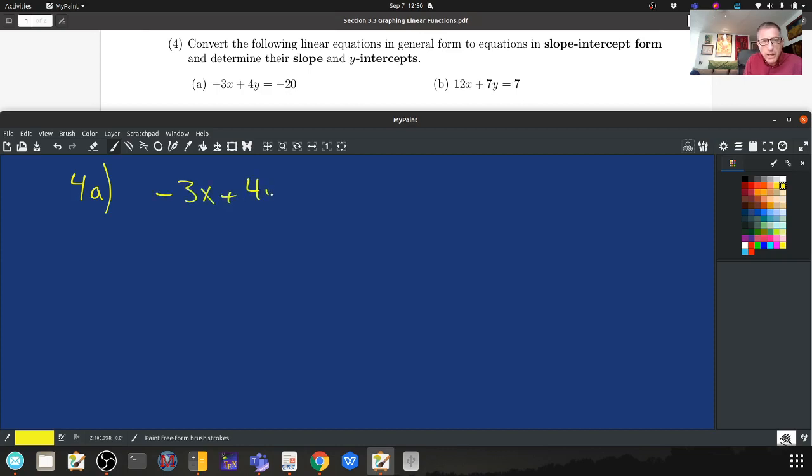So minus 3x plus 4y is equal to minus 20. Remember, our goal is to get it in the form y is equal to mx plus b. So I'm going to start and leave my 4y there, and I'm going to move my minus 3x term over. It changes its sign, and notice that's a minus 20. I'm just going to scoot her over. And now what I do is I'm going to divide each term by 4.